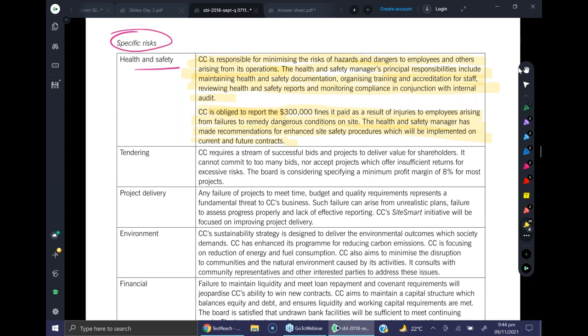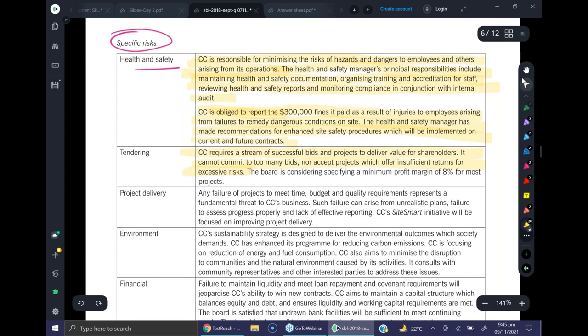All right. Now, keep the information from these risks in mind. They might be used to explain some of the points which are coming up. Now, the risk of tendering is next. It says that CC requires a stream of successful bids and projects to deliver value for shareholders. It cannot commit to too many bids nor accept projects which offer insufficient returns for excessive risk.